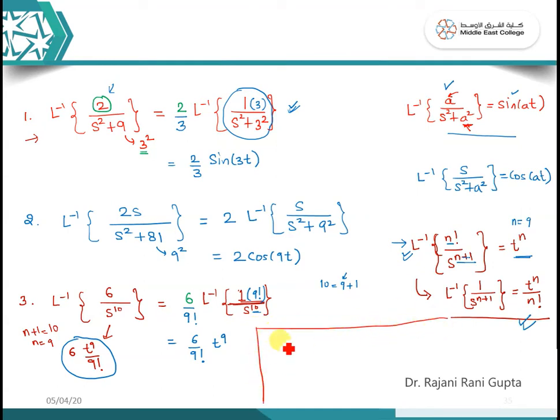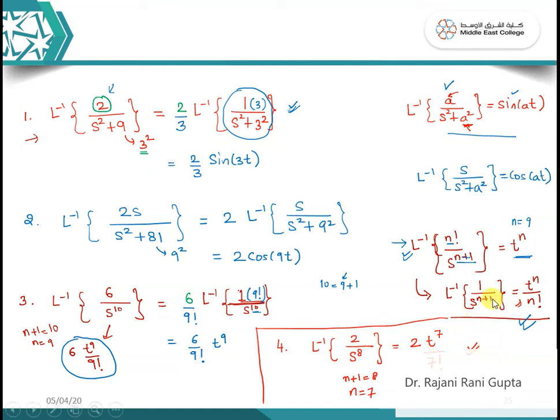Like say if you have an example of Laplace inverse of 2 over s power 8. So we know that we don't need to take it outside. S power 8. So n plus 1 is 8, gives you n is equal to 7. Use this formula. So n is equal to 7. It means you need t power 7, divided by 7 factorial. So if you do it in this way, it will be much easier.